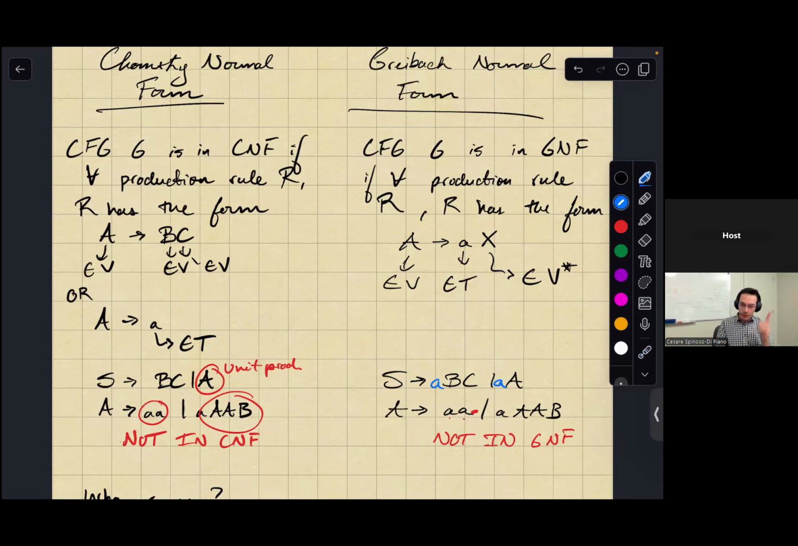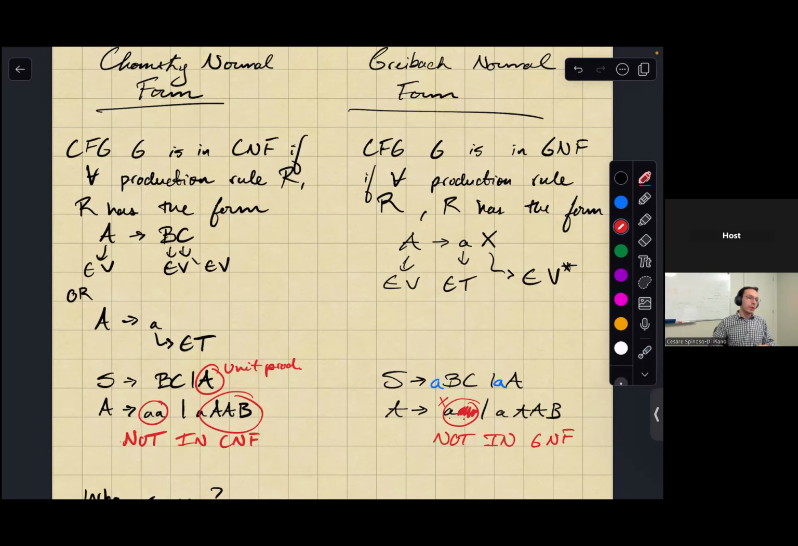So hopefully you're shaking your head because I've made a mistake, right? That's not quite true. I went a bit too fast and I said, well, A A respects the GNF rule. It doesn't, right? This says it has to be exactly one terminal. So this is also not respecting the rule. So you would have to eliminate this A for it to be in GNF.